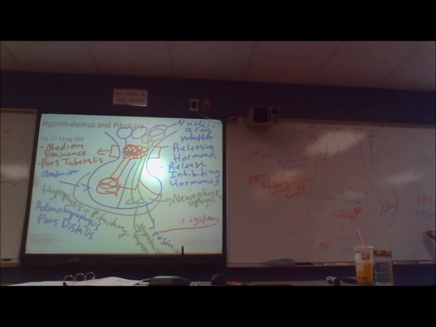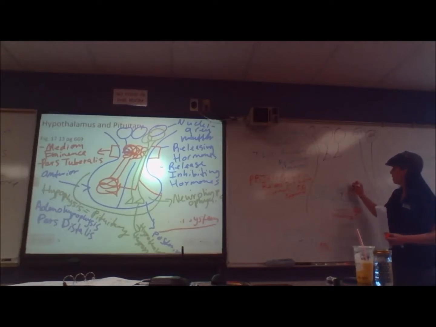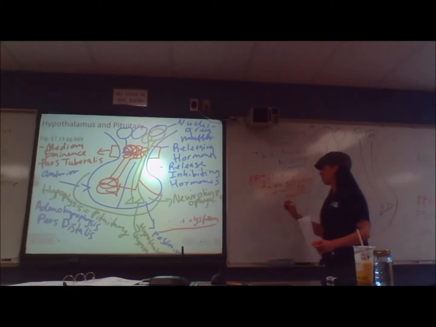Luteinizing hormone, LH, is luteinizing hormone. And this is the hormone that causes rupture of the follicle, or ovulation. So luteinizing hormone is LH. And these cells have receptors for the releasing hormone GnRH, which is gonadotropin releasing hormone.